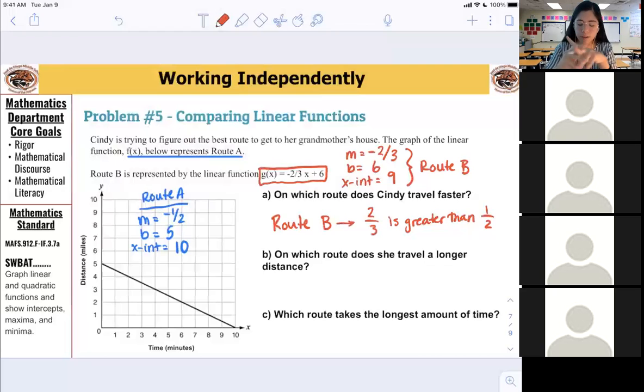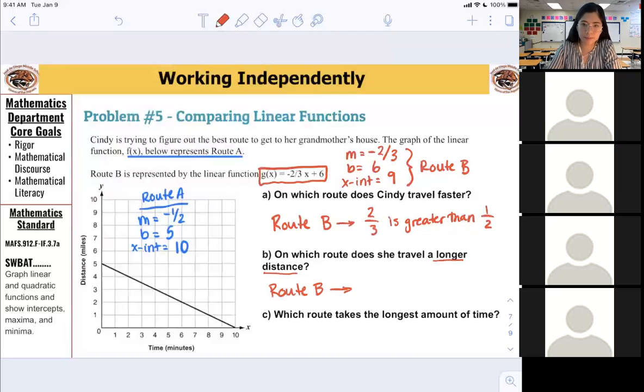And what are the units? Minutes. Oh, okay, minutes. But I want to know which one travels a longer distance. So think about it again. Which one travels a longer distance? B. Root B. So Chris, you were right. Root B. And that's because what value do I look at? Not the x-intercept, but the y-intercept. The y-intercept, the starting distance.